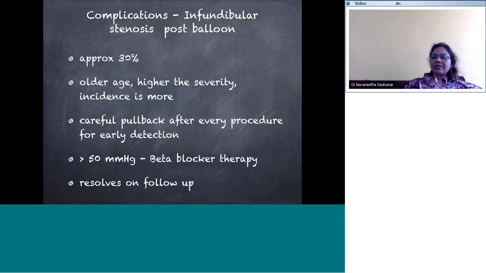One of the complications, as I mentioned, is infundibular stenosis post balloon. This happens in approximately 30% of balloon dilatations. The older the age and the higher the severity of the pulmonary stenosis, the more the incidence. As I mentioned, if you do a careful pullback after every procedure, you will be able to detect this before it causes serious trouble. If the infundibular gradient is more than 50 millimeters of mercury, it is recommended to give beta blocker therapy, and it generally resolves in a period of days to weeks on follow-up.